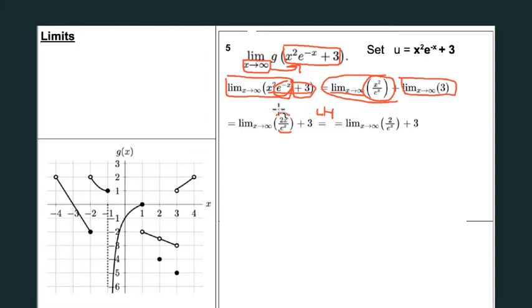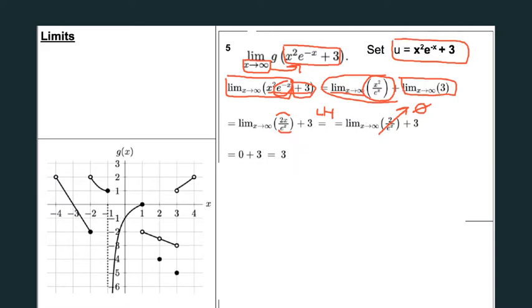So now I have to do the derivative of 2x. That's 2. The derivative of e to the x is still e to the x. Is this indeterminate? No, because it's 2 divided by infinity. And what is 2 divided by infinity? It's awfully close to 0. So it's 0 plus 3, which is just 3. So as x goes to infinity, this value, which we're calling u, goes to 3.